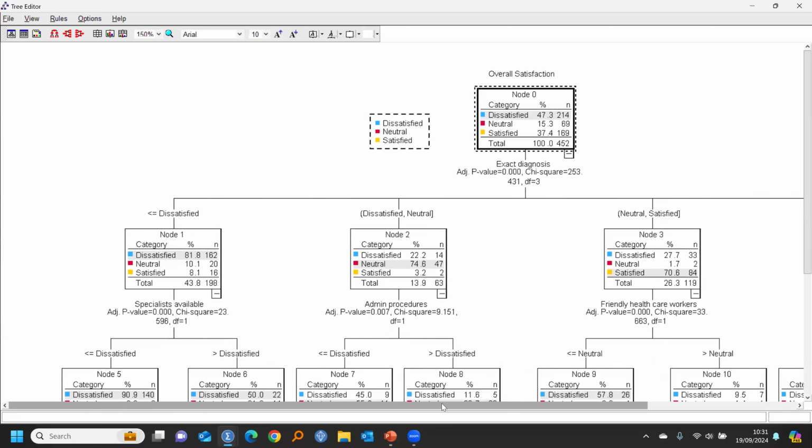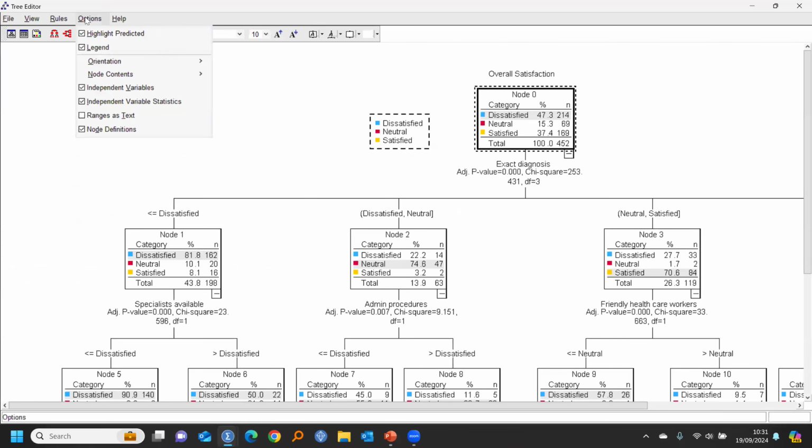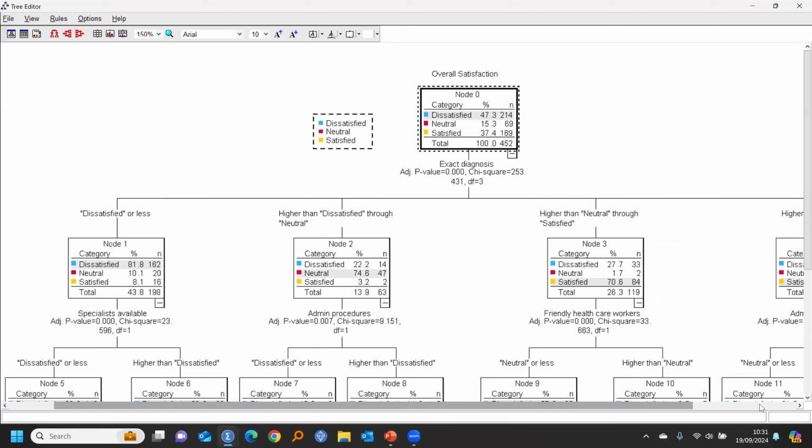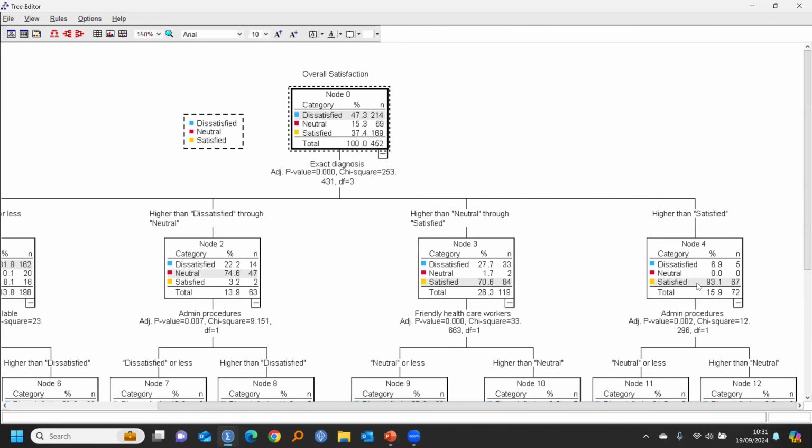What's the single biggest factor which drives people's level of satisfaction? It's actually the level of satisfaction with exact diagnosis. If I show ranges as text here, you can see that for people who are dissatisfied or less with their exact diagnosis, 81% of those people are in the dissatisfied group, as opposed to the baseline of 47%. Whereas if they're higher than satisfied, in other words very satisfied with their exact diagnosis, 93% of them are in the satisfied group overall.